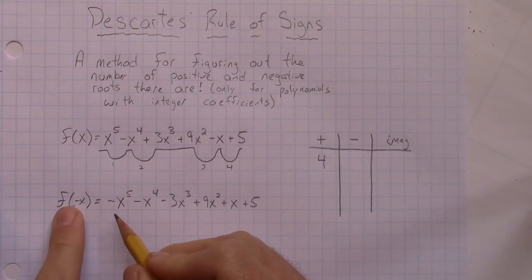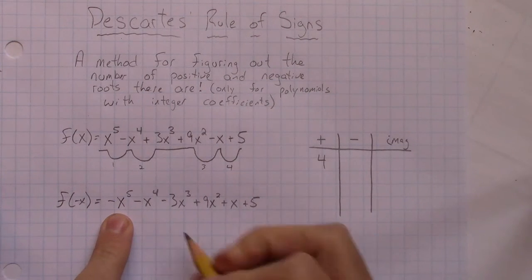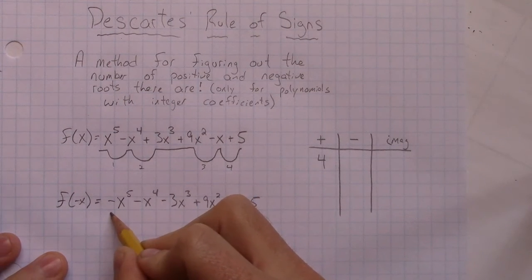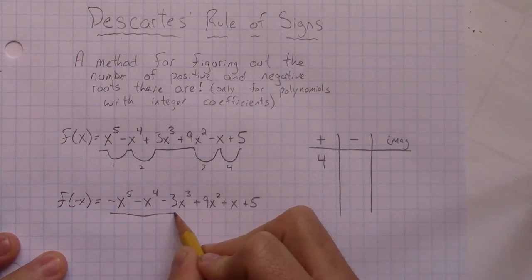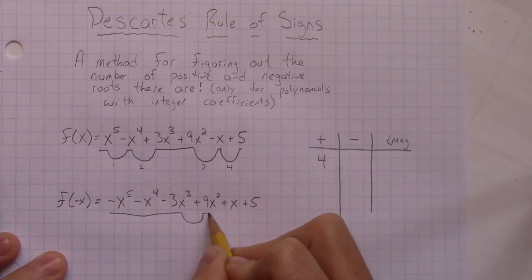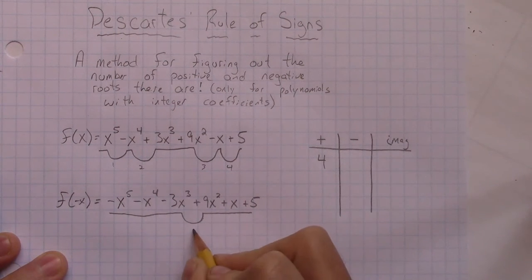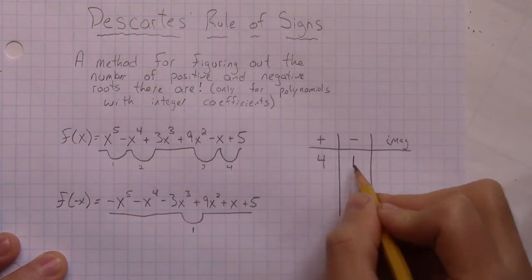I look at negative f of negative x. Here's all my new signs. Count how many times the sign changes. It's negative, it's negative, it's negative, it's negative. Oh, it switches to positive. Then it's positive, positive, positive, positive, positive. So it changed once. There we go.